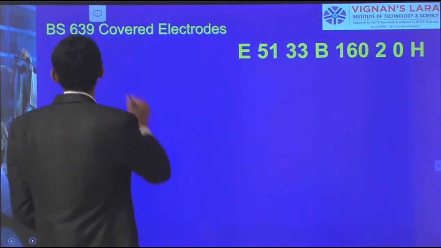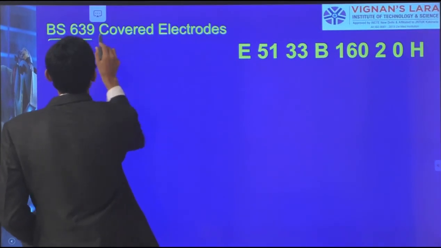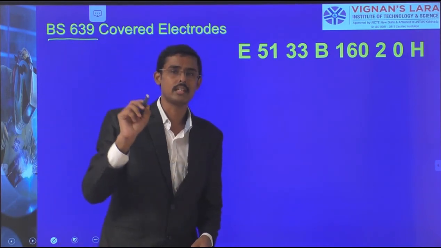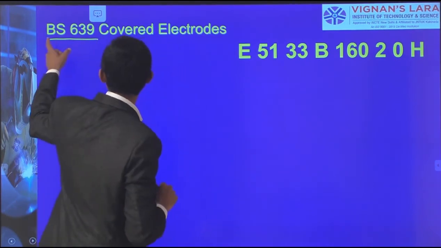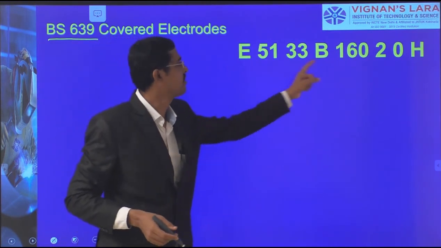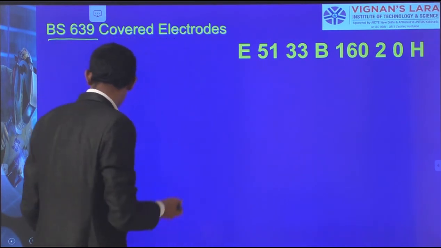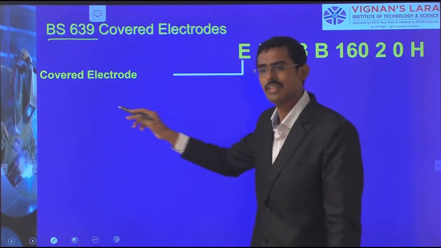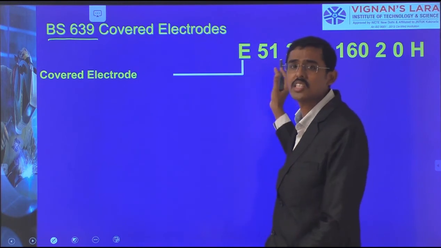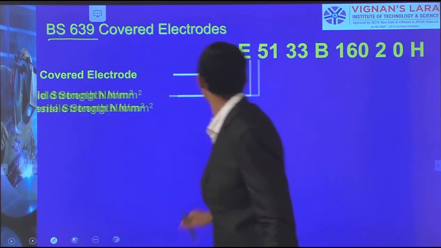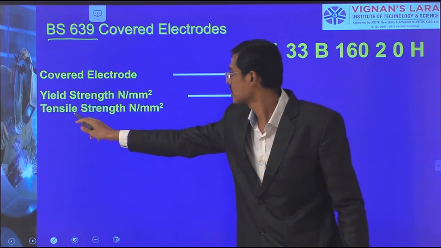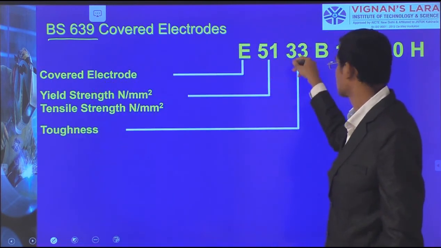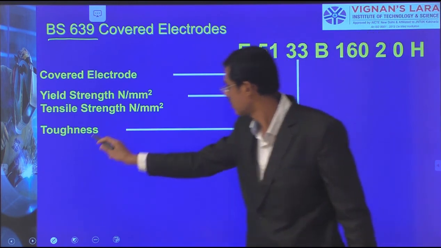And one more with respect to British standard 639. Up to now we have seen the American standards, AWS. Here in the British standard they have divided into some other categories. E belongs to the covered electrode, a similar pattern, but with some additional information added here. Then 51 belongs to yield strength or tensile strength, and the next double factor, 33, belongs to toughness.